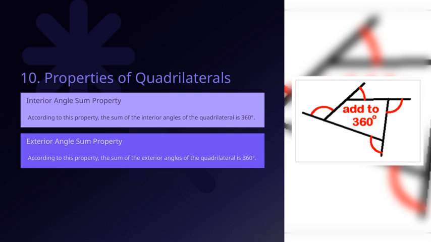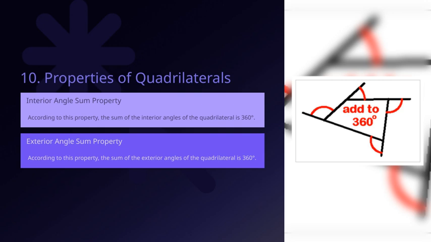Next, we have the exterior angle sum property. Similarly, this tells us that the sum of the exterior angles of any quadrilateral is also 360 degrees. This is true no matter what type of quadrilateral we're dealing with.